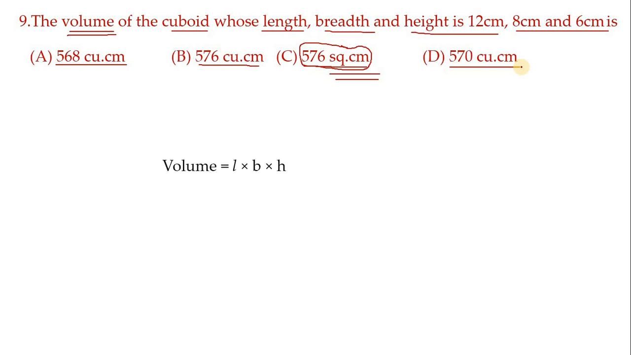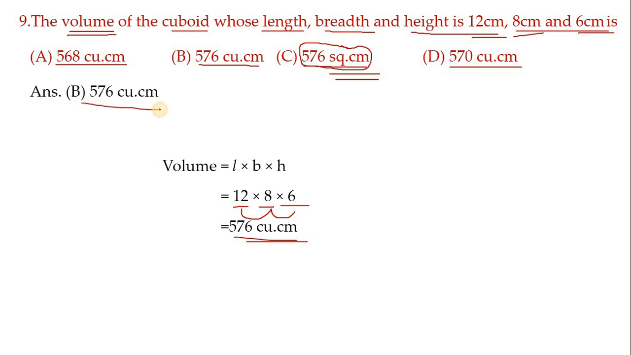In this problem we need to find the volume of cuboid. Take the volume of cuboid formula, that is L into B into H. Substitute the values. Length is 12 centimeter, breadth is 8 centimeter and height is 6 centimeter. Now multiply all this. 12 into 8 is 96. 96 into 6 is 576 cubic centimeter. Correct option is 576 cubic centimeter, that is option number B. Next one.